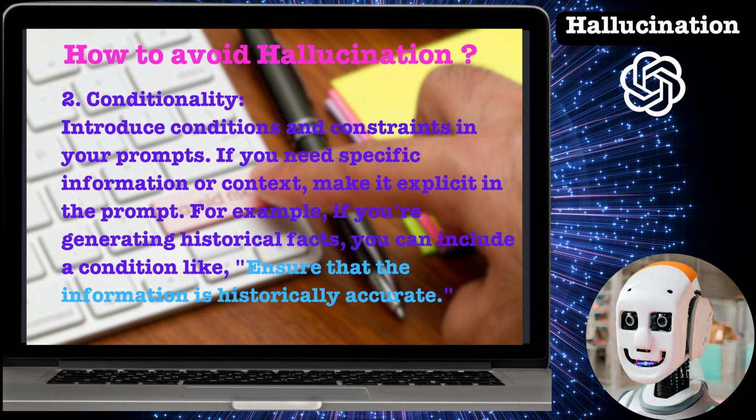Number 2. Conditionality. Introduce conditions and constraints in your prompts. If you need specific information or context, make it explicit in the prompt. For example, if you're generating historical facts, you can include a condition like, ensure that the information is historically accurate.